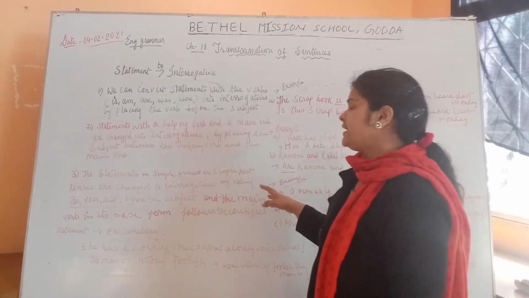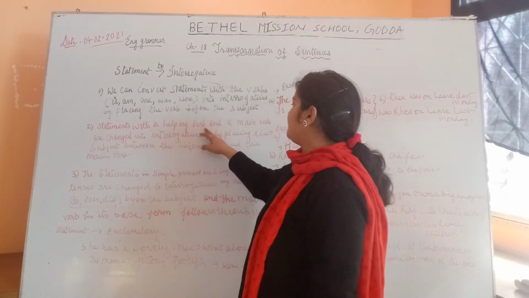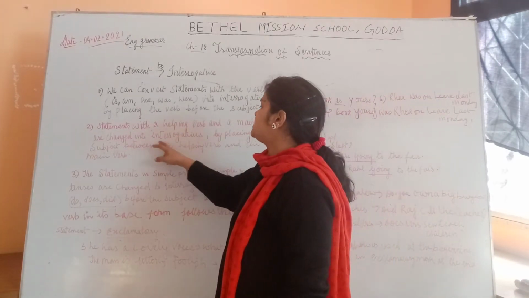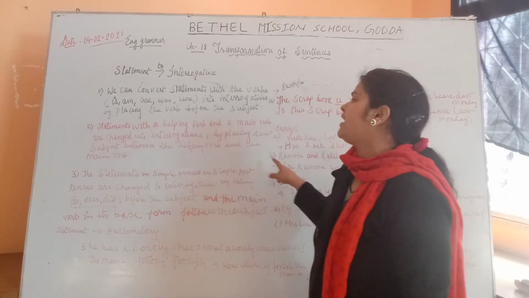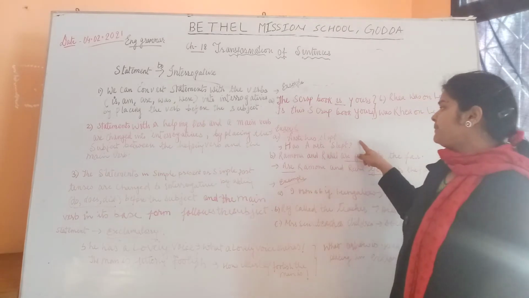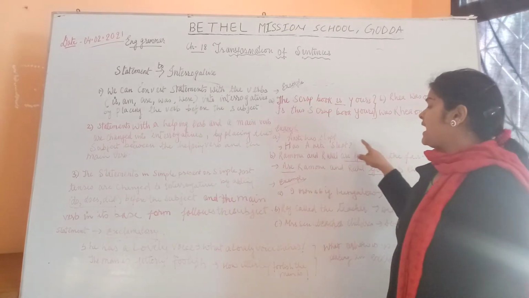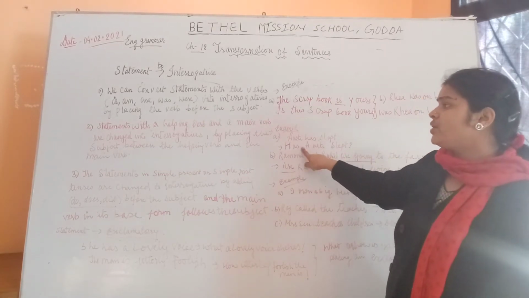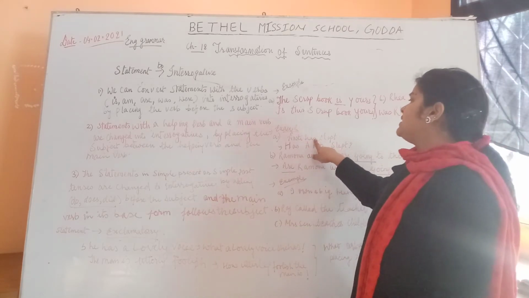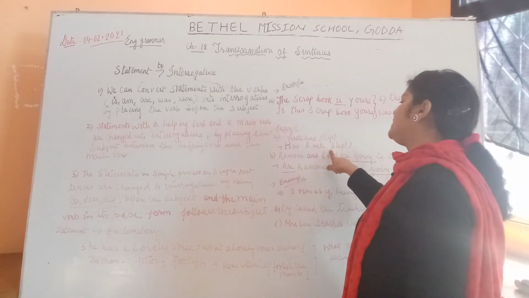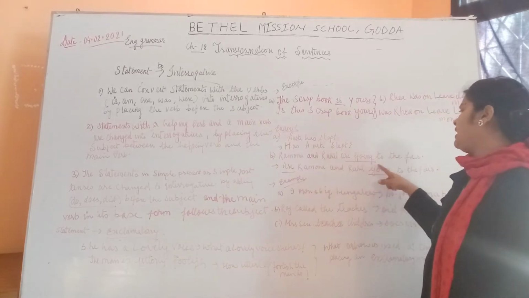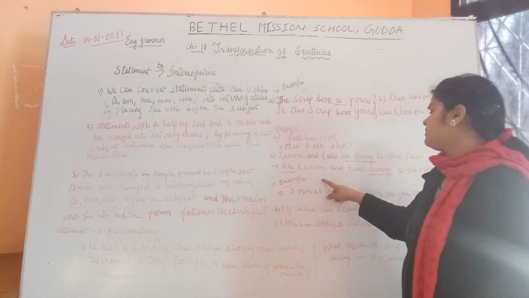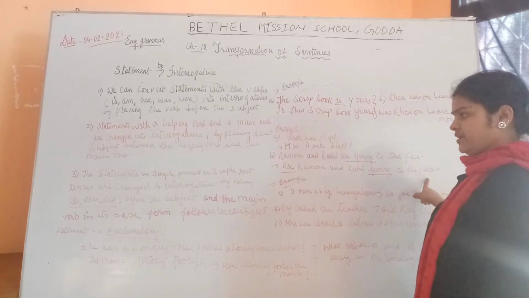Second rule: statements with a helping verb and a main verb are changed into interrogatives by placing the subject between the helping verb and main verb. Example: Aarti has slept. Has Aarti slept? The subject is in between the helping verb and main verb. Ramona and Rahil are going to the fair. Are Ramona and Rahil going to the fair?